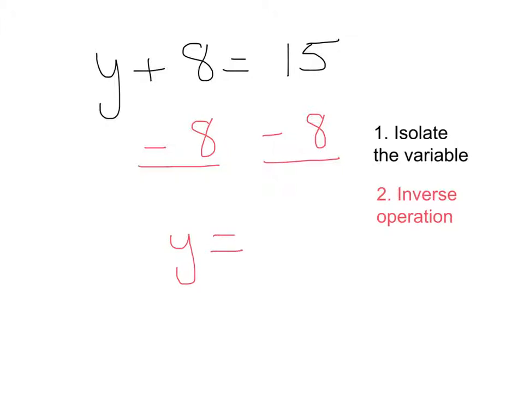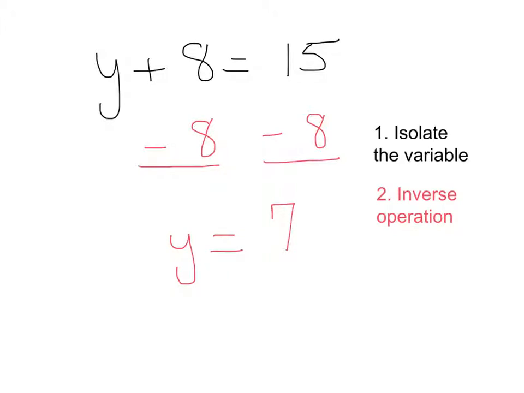And then on the right side of my equation, I'm going to do 15 minus 8, which is 7. So the value of y in this case is 7. I know you could have seen that right away by just looking at the equation. But remember, our purpose here is to prove the math behind this.